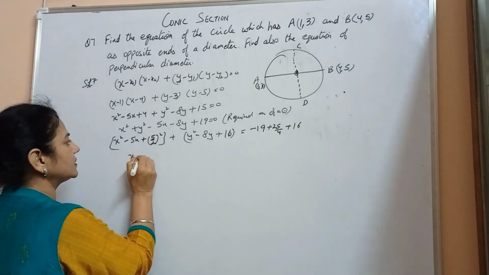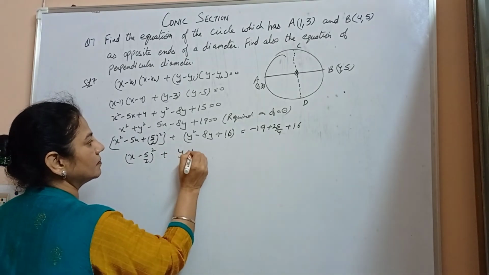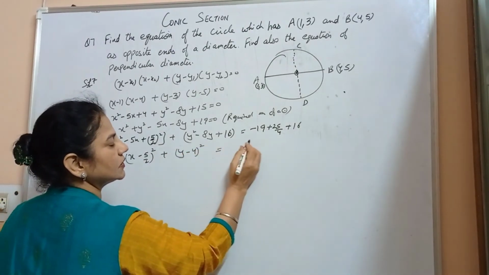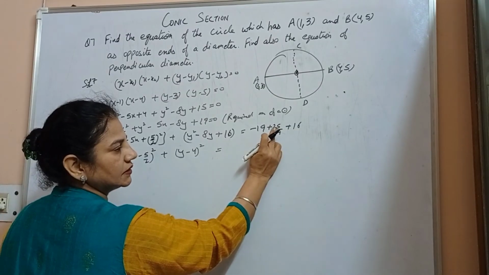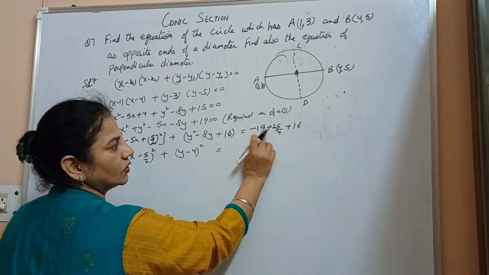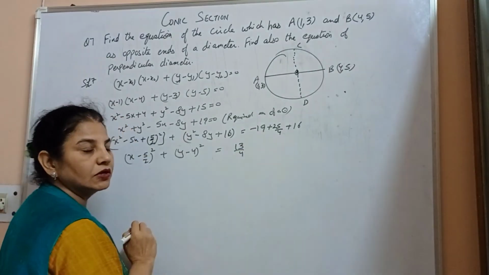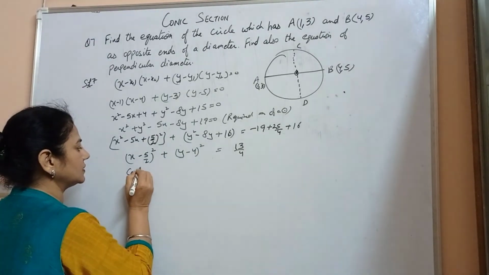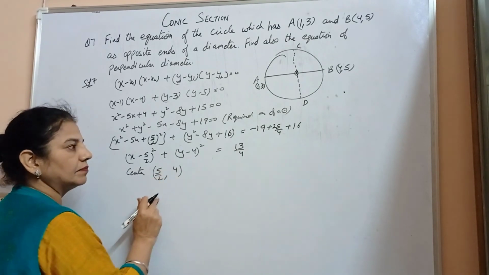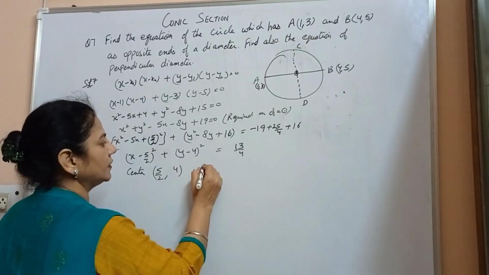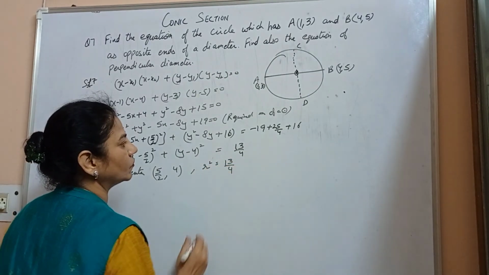I get x minus 5 by 2 whole square plus y minus 4 whole square is equal to, taking the LCM, 13 by 4. So here I can say the center is 5 by 2 and 4, and the radius r square is given as 13 by 4.